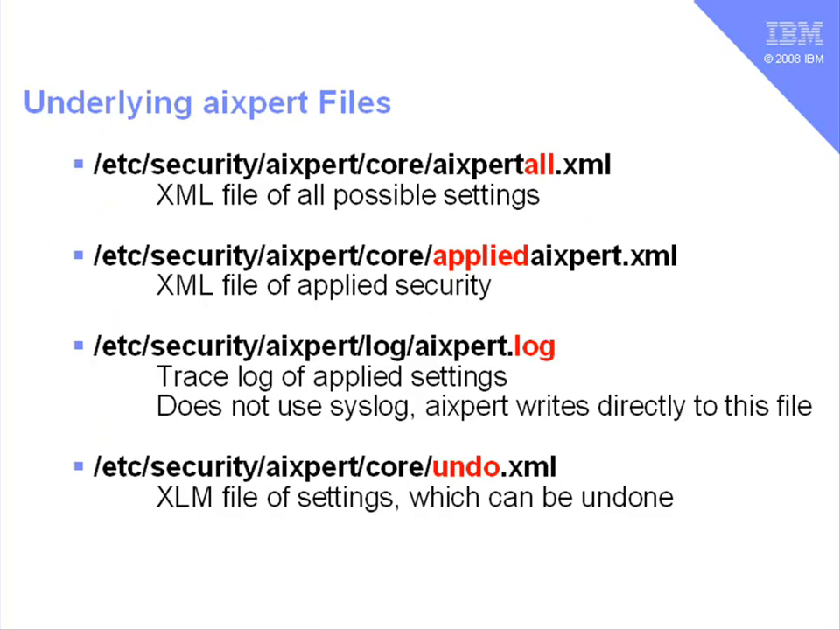Underlying AIXpert, there's a series of files. Now, you don't directly look at these or interfere with them, but it's good to know that they're there. The first one, the aixpert_all.xml file, has all the rules and commands and parameters used by AIXpert. We'll find there's a way to extract the information from that file if you want to customize it. When you actually apply a setting, then that's copied to the applied file. AIXpert logs things to a particular log file. You can go and look at the log file to see what's happening. And if we apply a level and we don't like it, we can do an undo operation, and the details to actually do the undo are in the undo file, as you might have guessed.